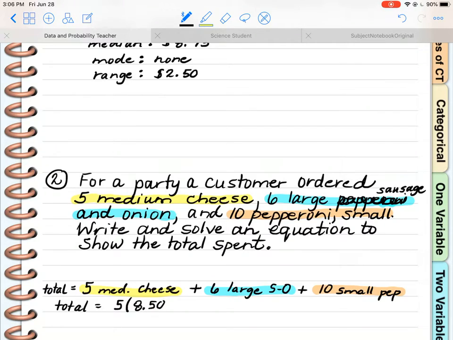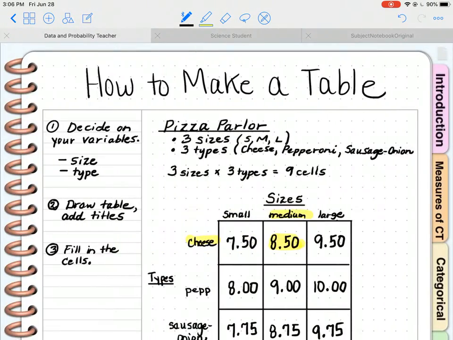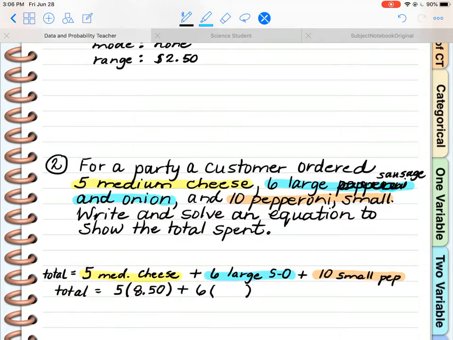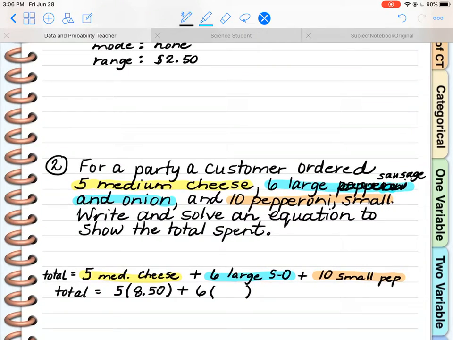plus 6 of the large sausage and onions. So I'm going to go back and look at sausage onion. I need a large on this one. So a large sausage onion is $9.75. Go back over here. Sorry about flipping back and forth. I just couldn't get it all on one page.